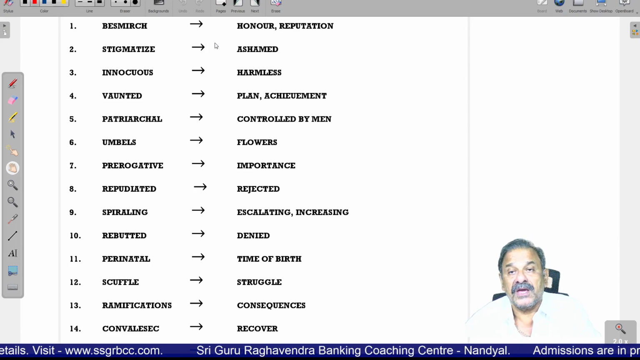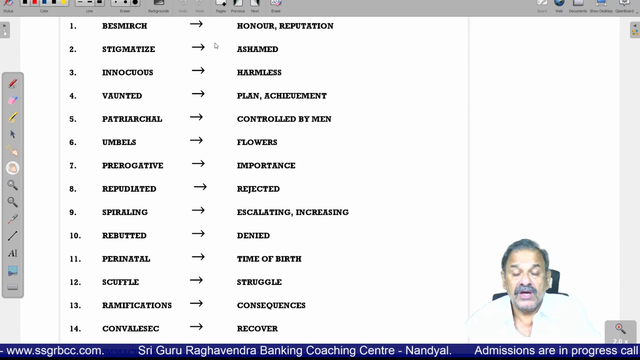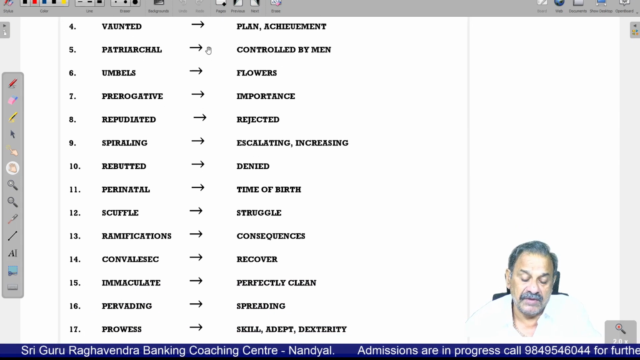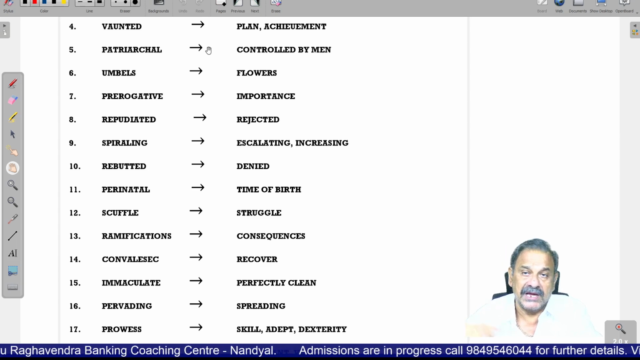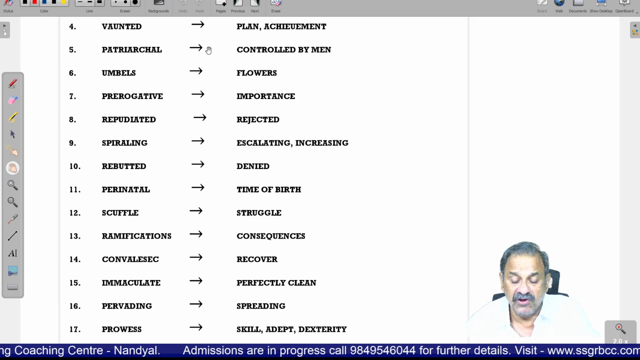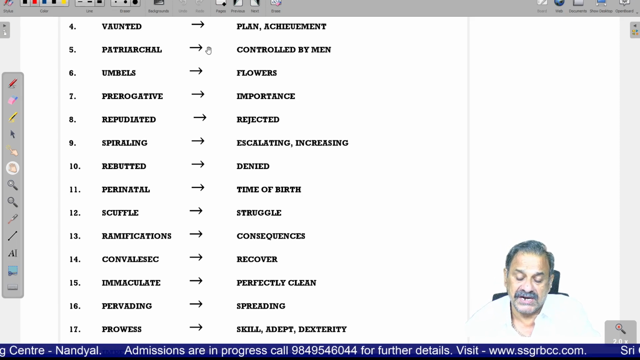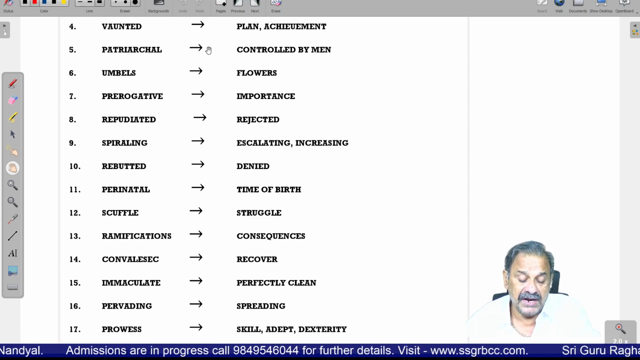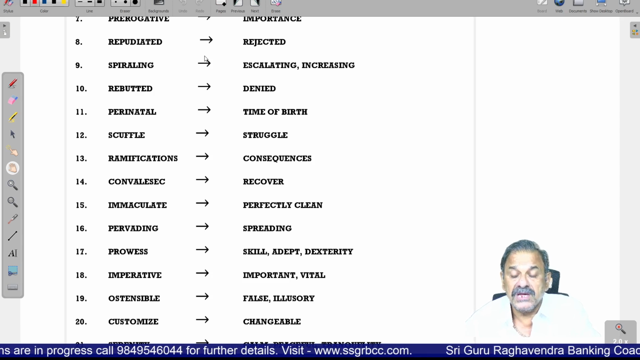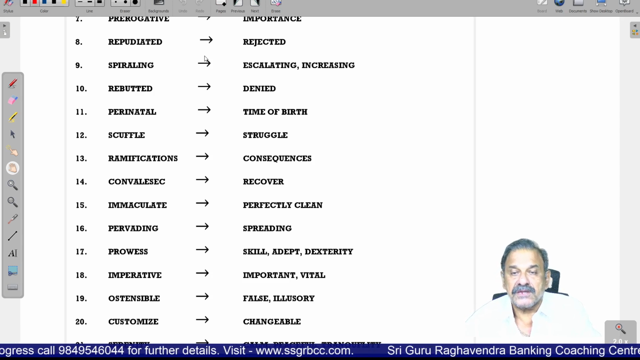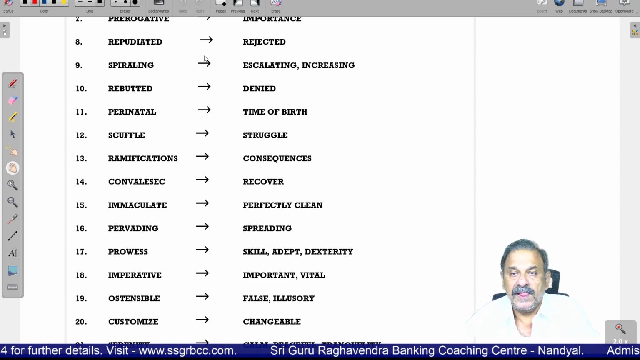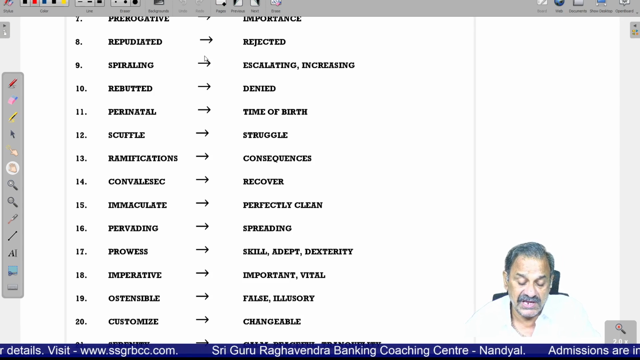Prerogative means importance. Repudiated means rejected. Spiraling means escalating, increasing. Then rebutted means denied. What is the meaning of rebutted? Denied. Then perinatal. Perinatal means time of birth. Scuffle means struggle. Ramifications means consequences.